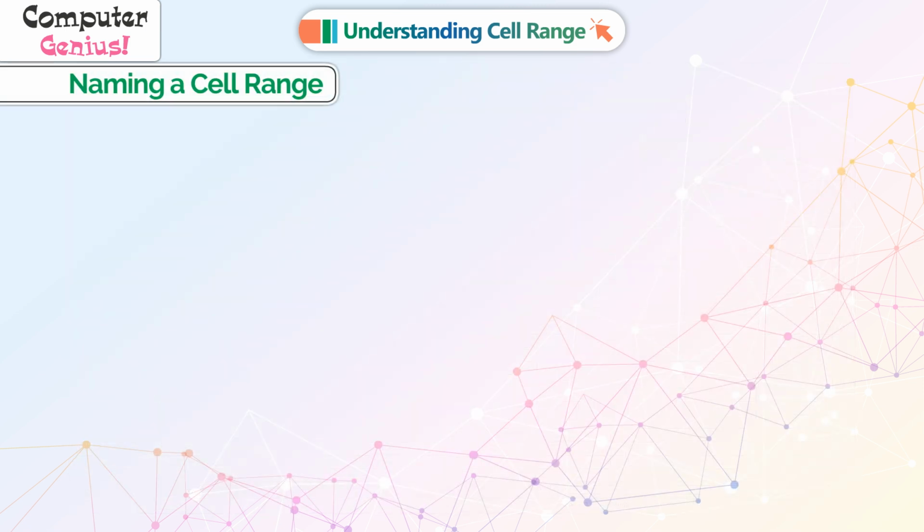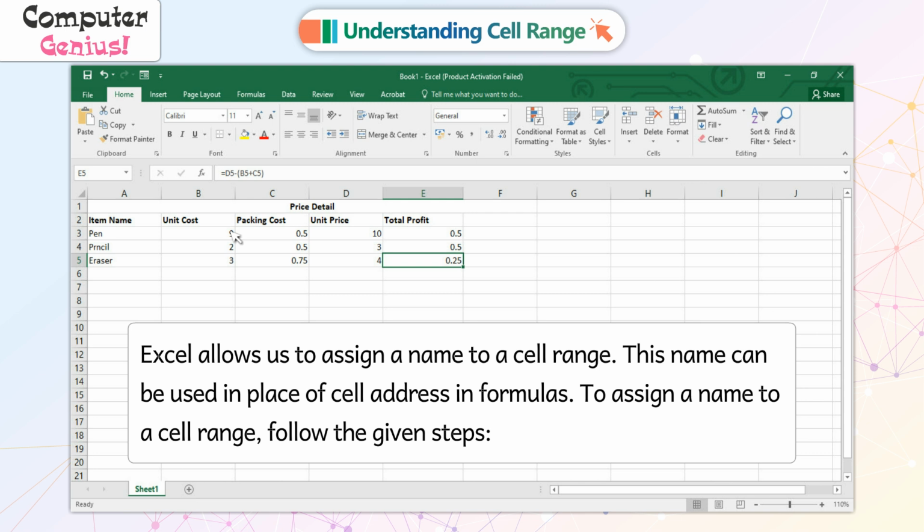Naming a cell range. Excel allows us to assign a name to a cell range. This name can be used in place of cell address in formulas. To assign a name to a cell range, follow the given steps.